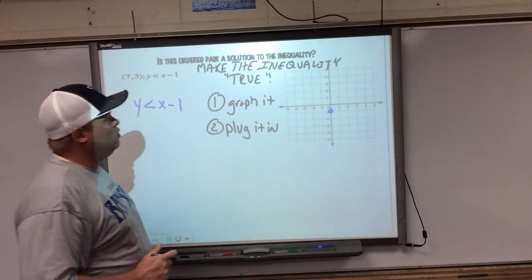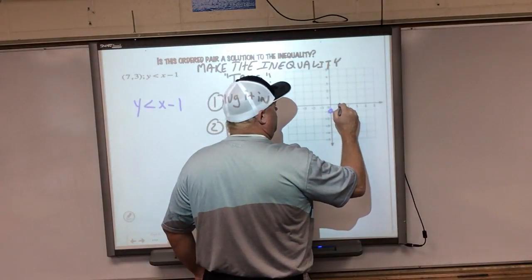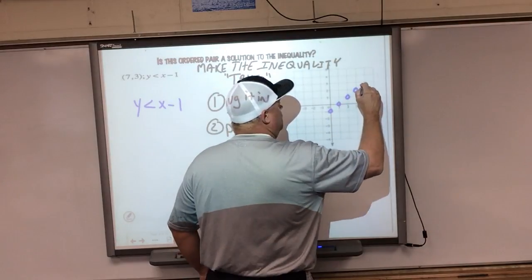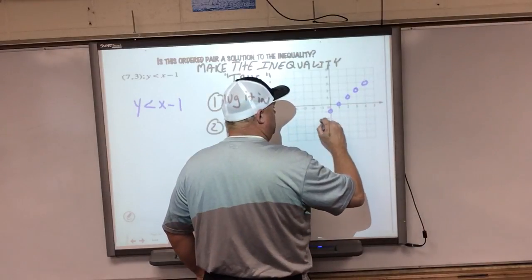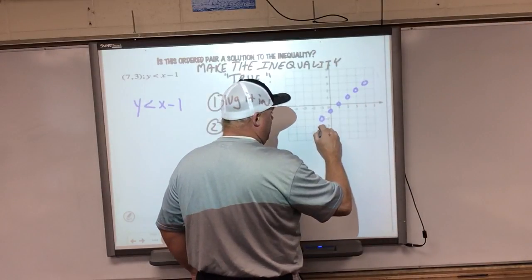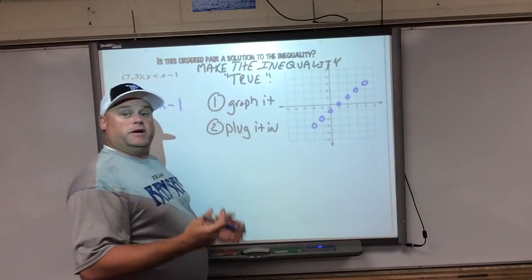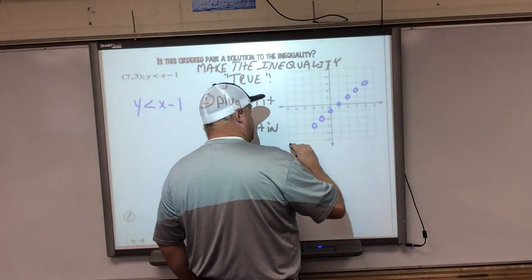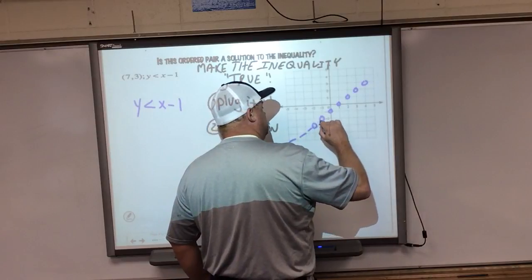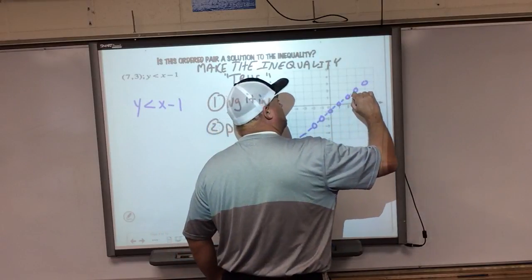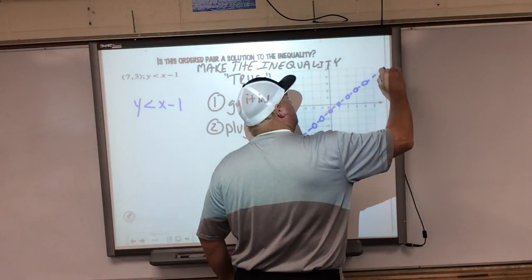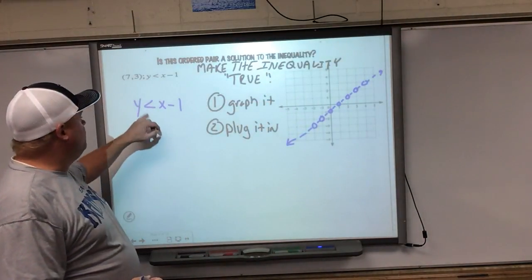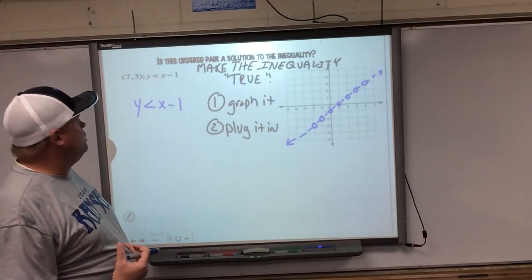And then my slope is 1 over 1. So up 1 over 1, up 1 over 1, up 1 over 1. Down 1 to the left 1, down 1 to the left 1, because remember, negative and negative makes a positive. Well, I have these, right? So I can start making dashed lines all the way through here. And this would be my line of y is less than x minus 1.